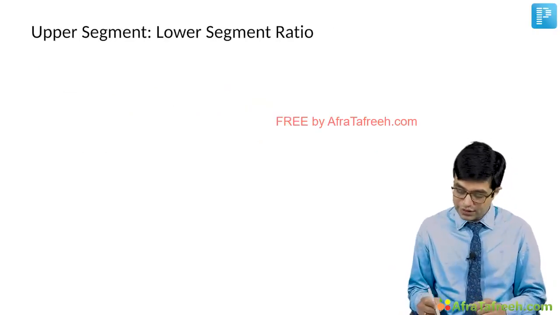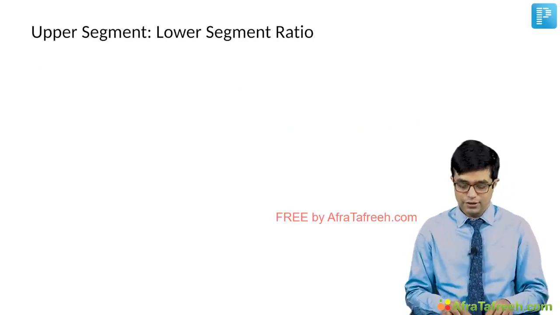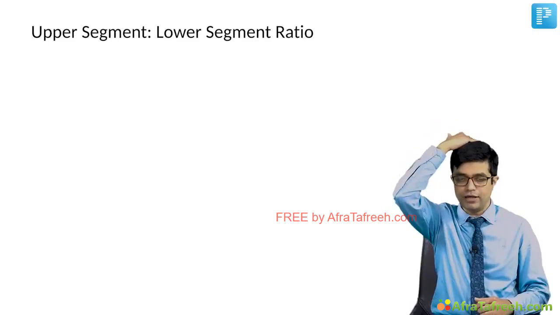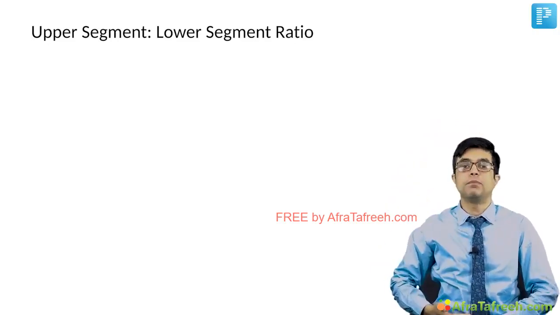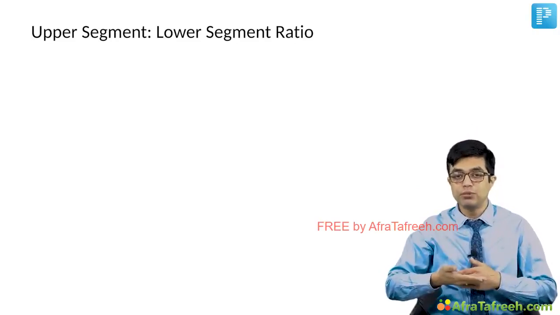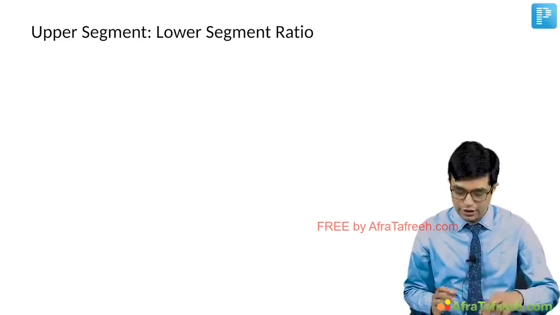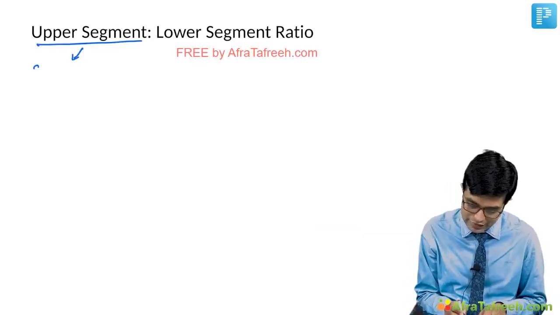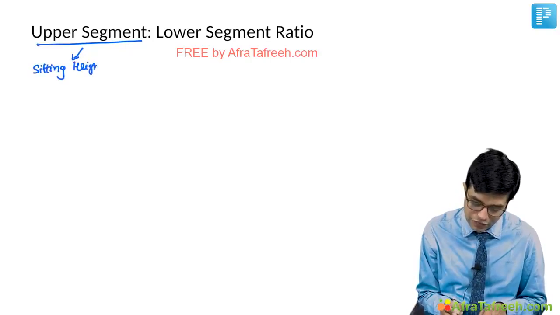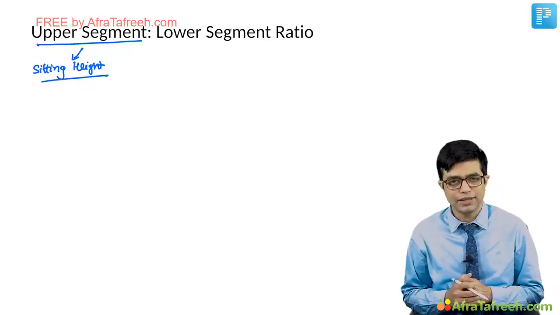Now moving to the upper segment and lower segment ratios. What is the upper segment? The part from crown of head to midpoint of pubic symphysis is considered to be the upper segment. From midpoint of pubic symphysis to the sole of foot is called the lower segment. Upper segment is also sometimes called sitting height. So when I am sitting here, the part of my upper torso which is visible roughly corresponds to upper segment.